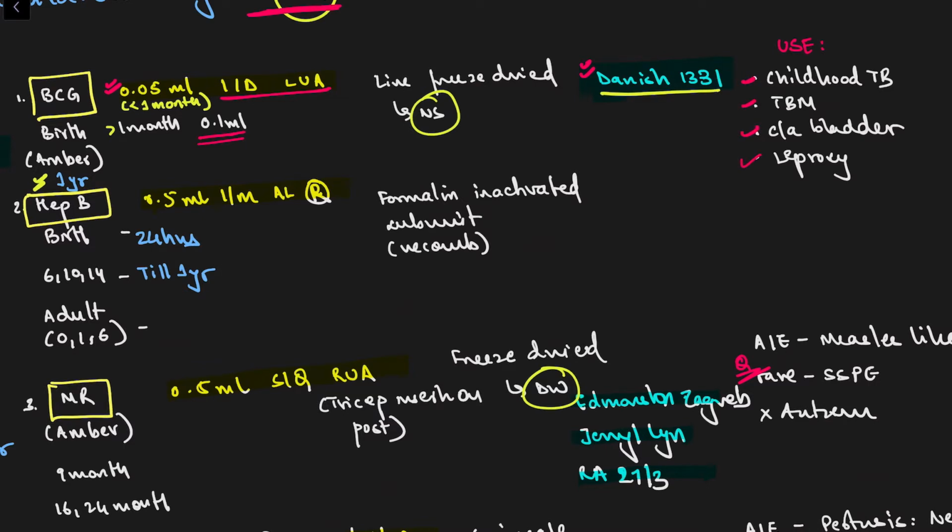Then hepatitis B, birth dose is given. Then it is given at 6, 10, 14. In adults, the schedule is 0, 1, 6, right? Remember, the birth dose is given within 24 hours only because it prevents perinatal transmission, and hence there is no point in giving it after 24 hours. Then at 6, 10, 14, 1 to 3 doses of Hep B is given, either alone or with the pentavalent vaccine. And remember that Hep B can only be given up till 1 year. The dose is 0.5 ml intramuscular and it is given in the right thigh anterolateral. Right, it is a formalin inactivated subunit vaccine.